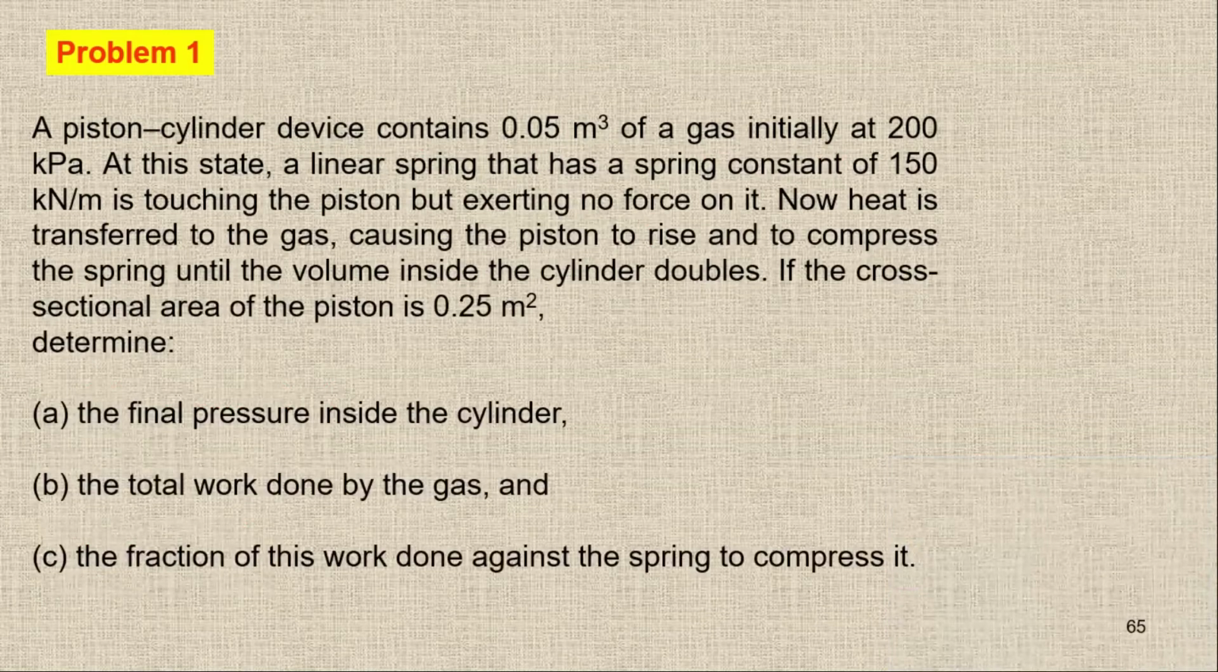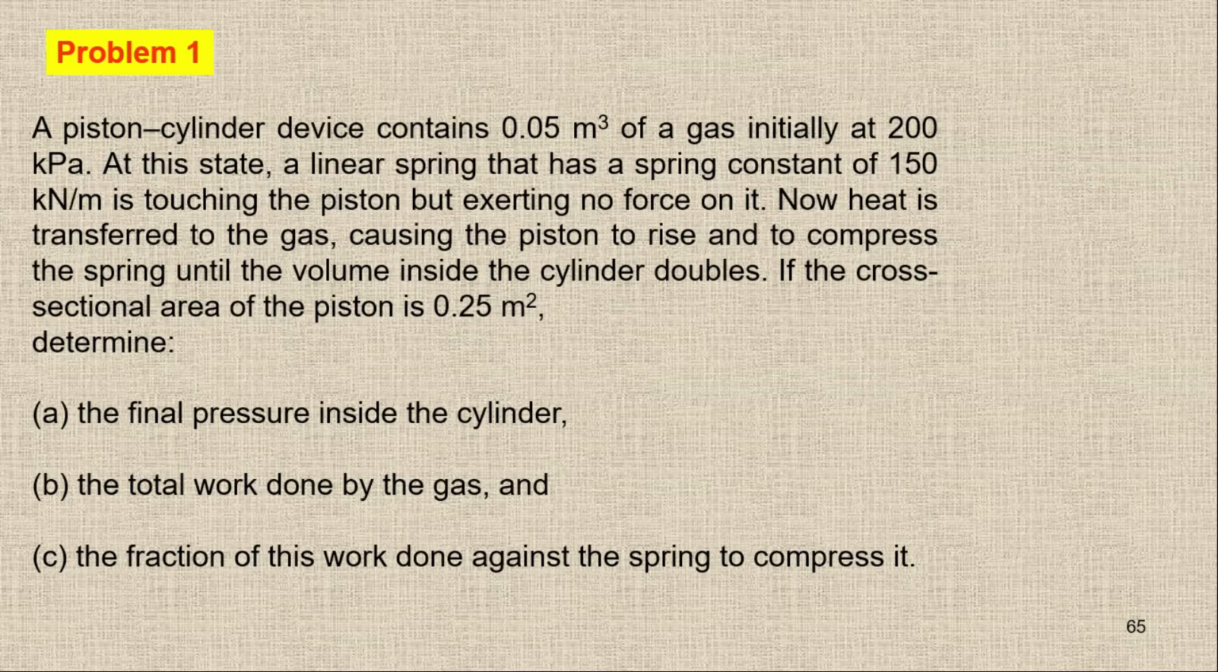So here we have the first question. We have a piston cylinder device that contains 0.05 meter cube of a gas initially at 200 kilopascal. At this state, a linear spring that has a spring constant of 150 kilonewton per meter is touching the piston but exerting no force on it. Now you have to add some heat. By adding the heat, the piston will rise and it will compress the spring until the volume inside the cylinder is doubled.